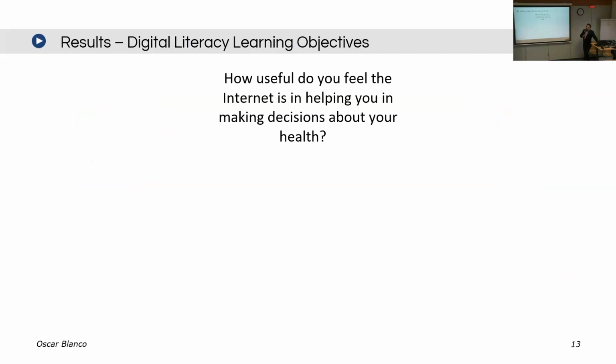And finally, kind of coming back to the student perspective, yes, this is very helpful and it can be interesting for the future professional careers, but coming back to everyday life, how useful did they feel that the internet was when it comes to making decisions about their own health?